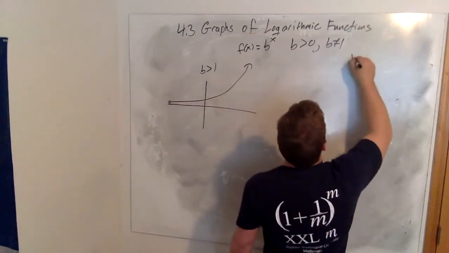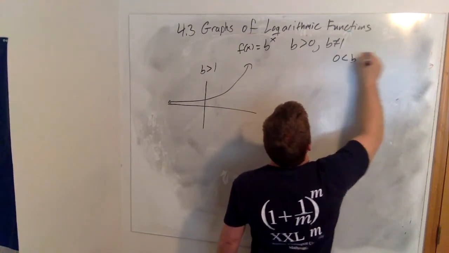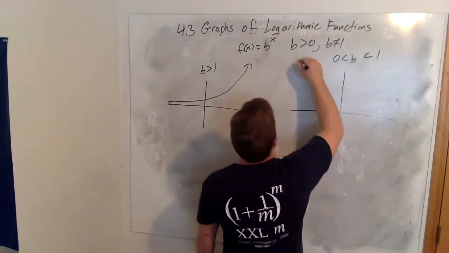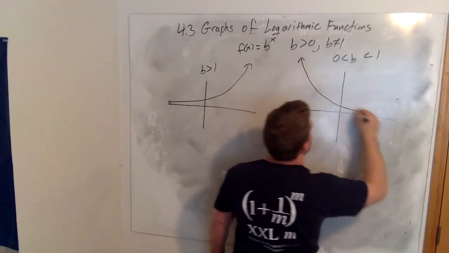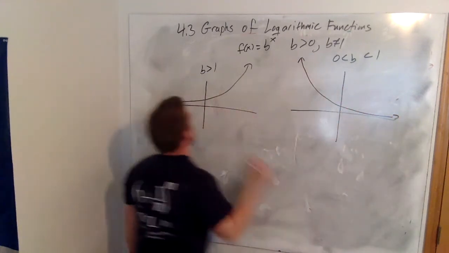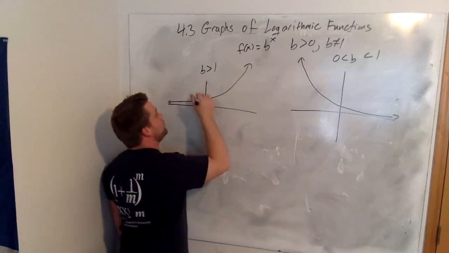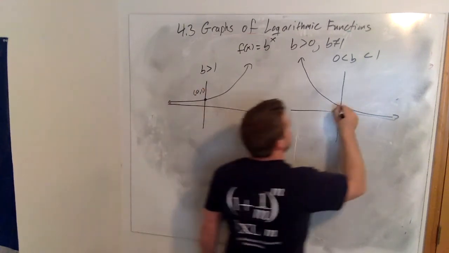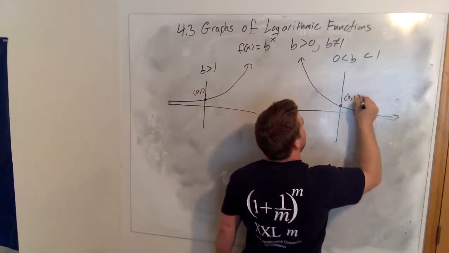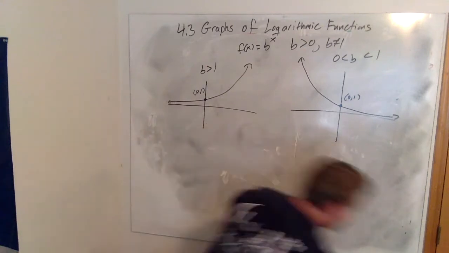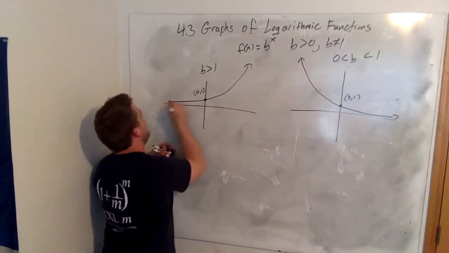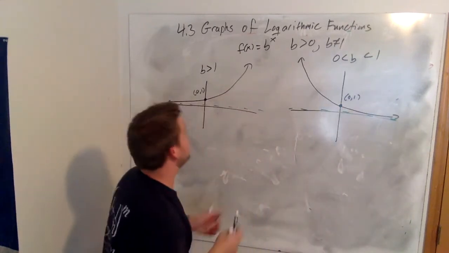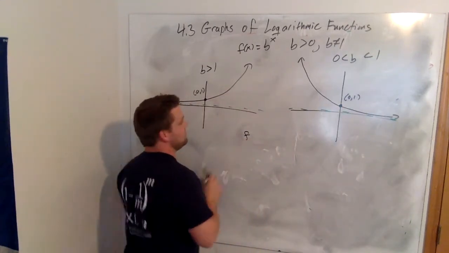If b is a fraction, remember now it's exponential decay. We have this nice point here. This is the point 0, 1. This is also the same point 0, 1. They have, let me do it in green, horizontal asymptotes. Now if we're thinking about logarithms, those are the inverses.